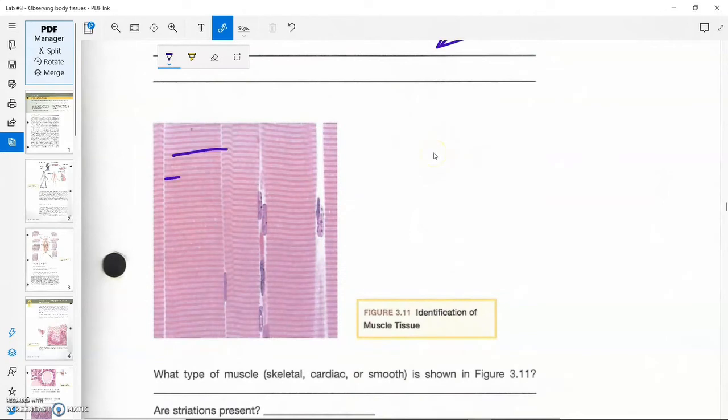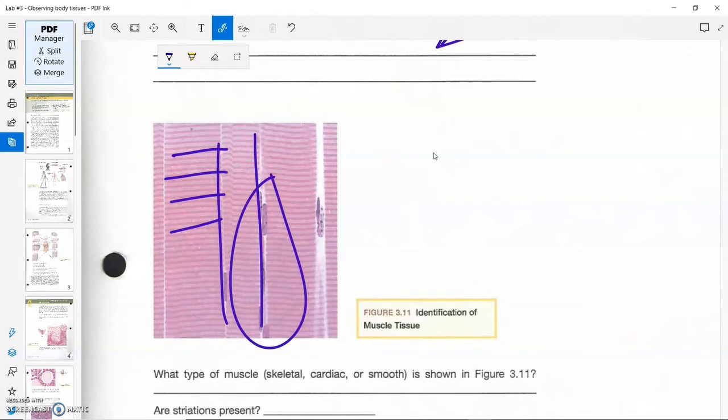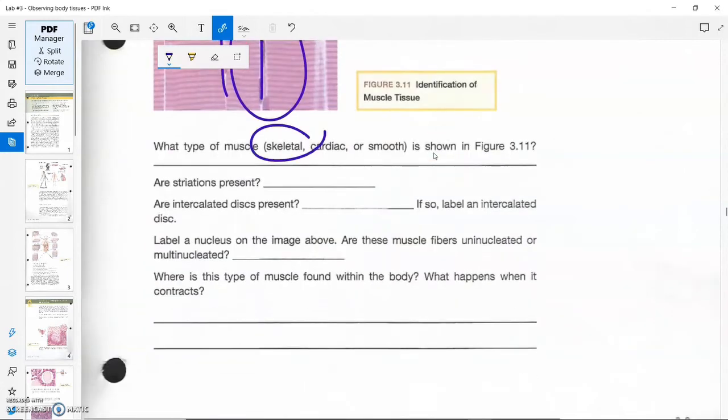So this is the striated, straight cells, many nuclei. So it's definitely a skeletal muscle. Striations, no intercalated discs. We labeled nuclei, multinucleated muscles. It's found in the skeletal muscles. Well, when it contracts, your bones move.